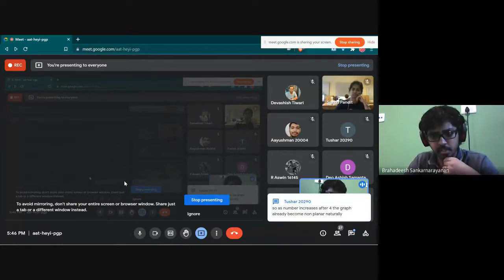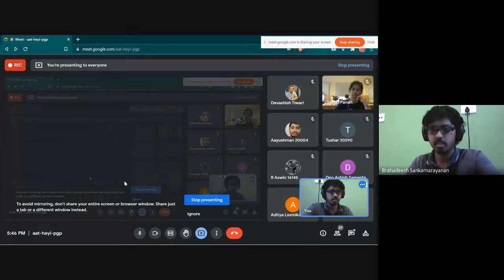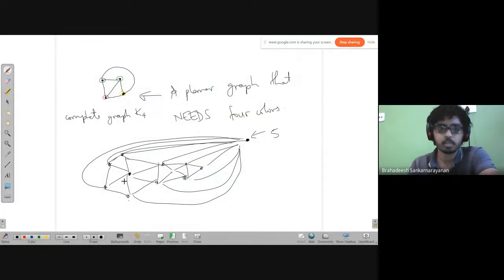The number increases after the graph already becomes non-trivial? Yeah, for Kn, yes. For the complete graph on n vertices, yes. But of course, you can draw many other graphs with more than 4 vertices, which are also planar. That is not an issue.